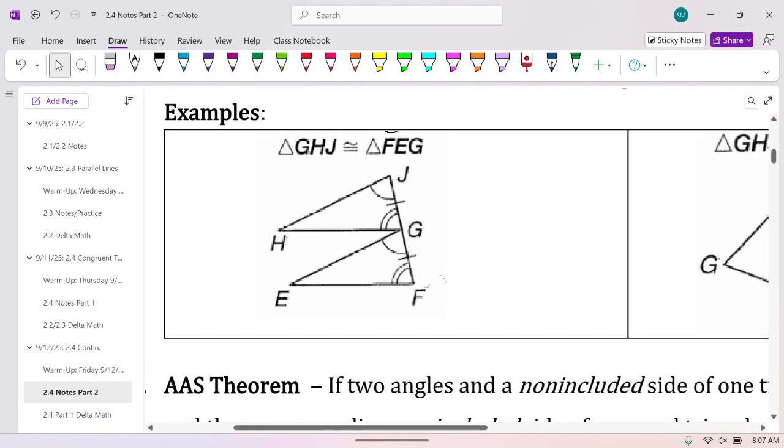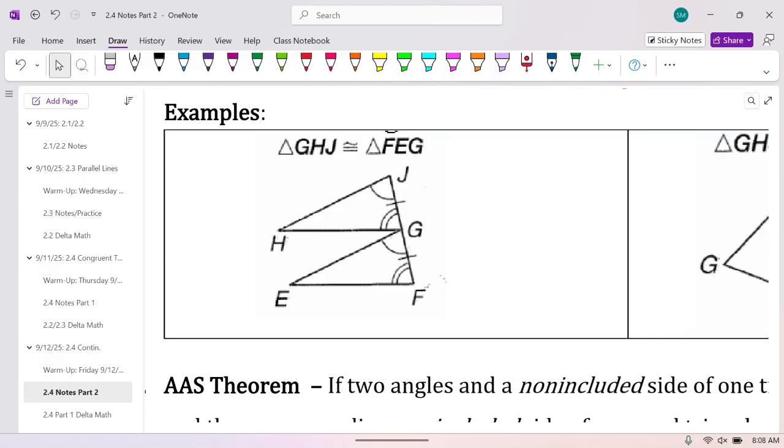So they're saying that triangle GHJ is congruent to triangle FEG. Now, if you look, they marked two angles that are congruent. And then if you look at the side between those two angles, it's also congruent. So another way you can think about it is that the congruent side should be part of each angle.